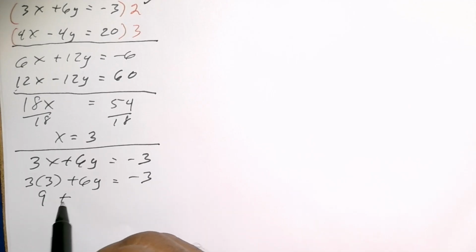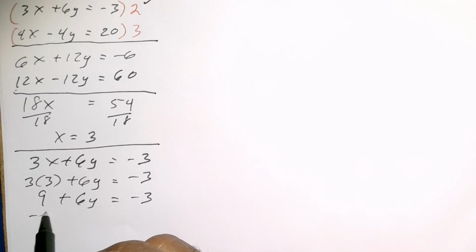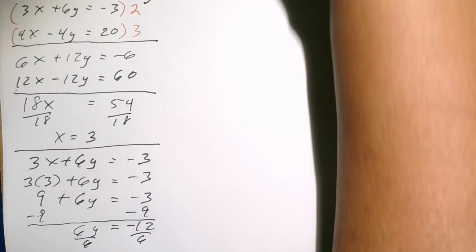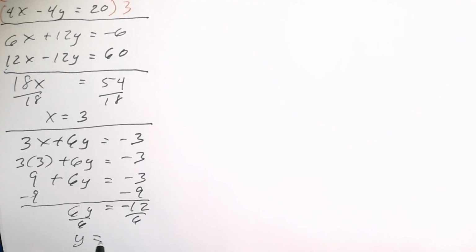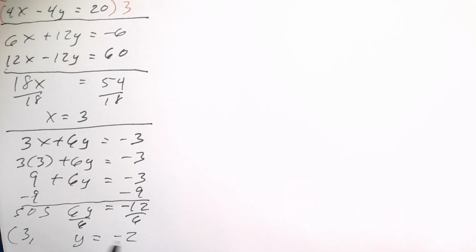This becomes 9 plus 6y equals negative 3. And then we're going to subtract 9 from both sides. That's going to give us 6y equals negative 12. And we'll divide both sides by 6. I'm running out of room. Let's see if I can get some more room here. Okay, a little more room. We'll get 1y equals negative 2. So our conclusion is that the solution of this system will be x is 3 and y is negative 2.